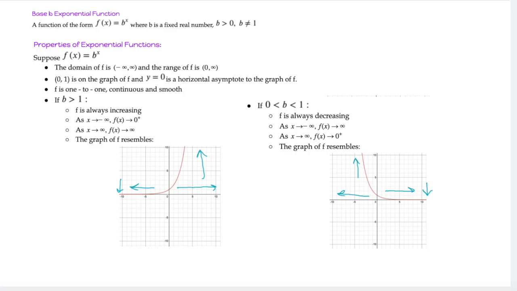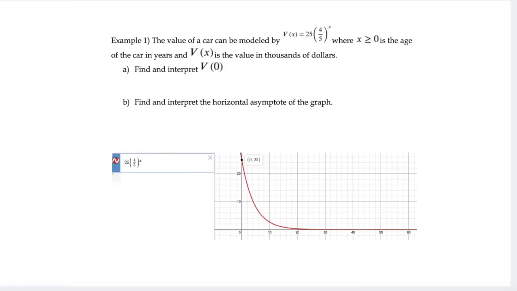Let's move to slide 3, where we can look at an example. Notice that we have our function v of x is 25 times 4/5 to the x power. The value of a car can be modeled by this function, where x has to be greater than or equal to 0 and is the age of the car in years, where v of x is the value in thousands of dollars.